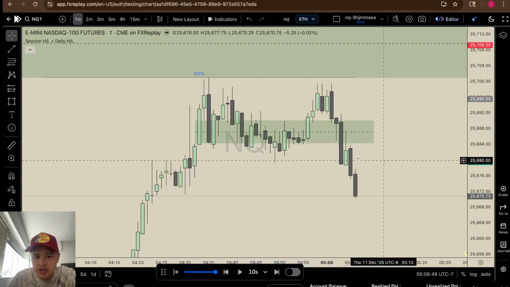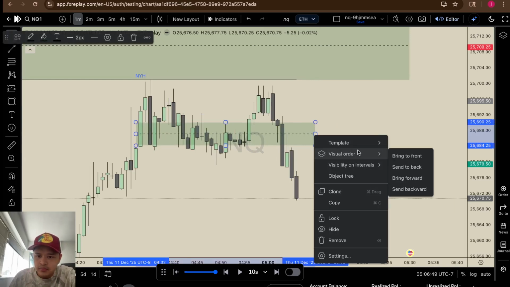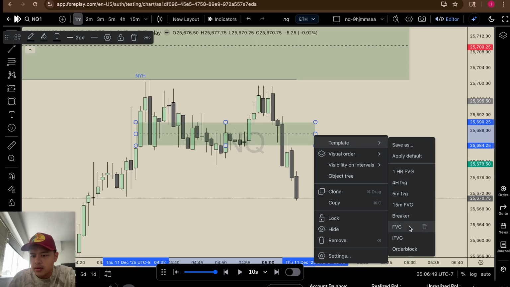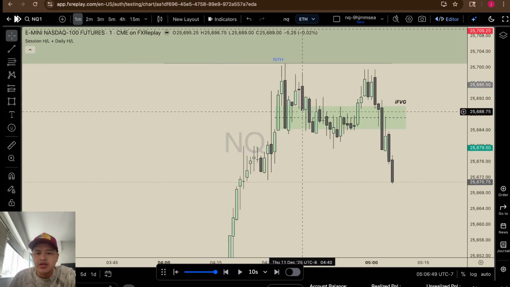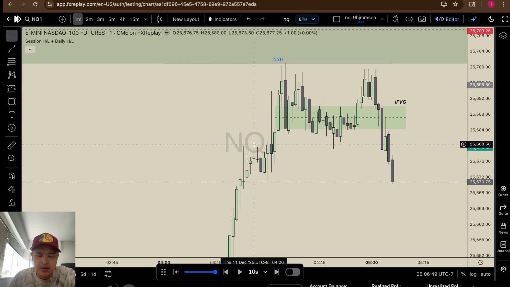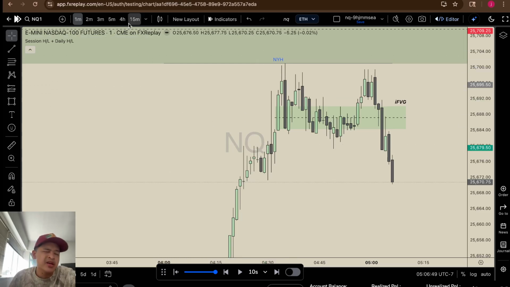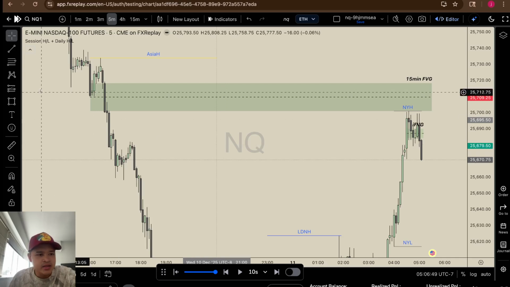So I'm watching the inversion fair value gap. I'm watching: is there a liquidity sweep? Sort of, here. We can mark that as a liquidity sweep. But I want to see if there's a major liquidity sweep that we swept, something more significant. There is.